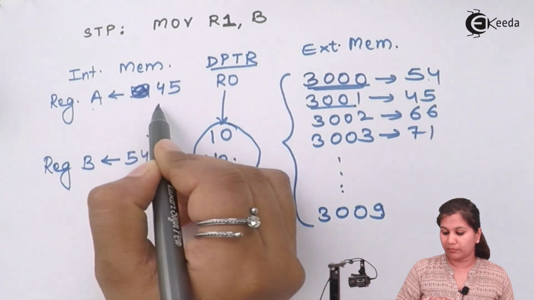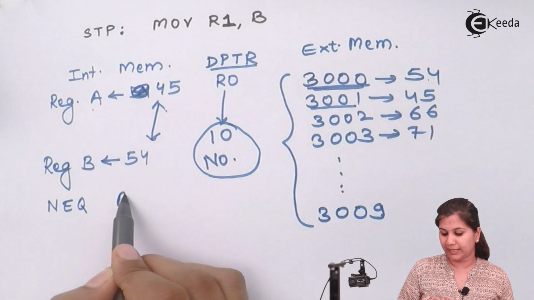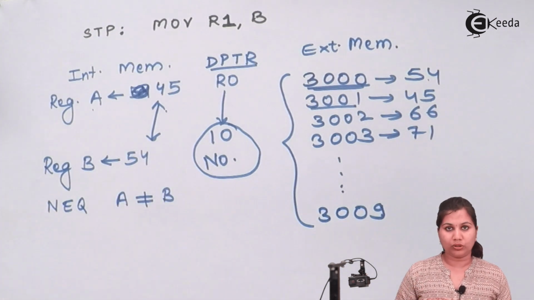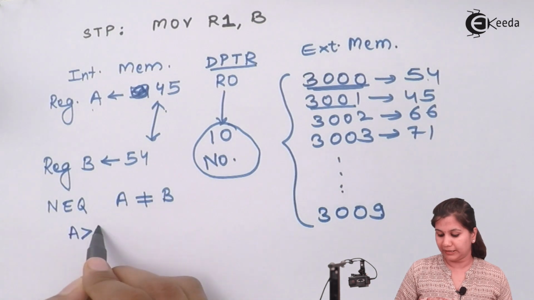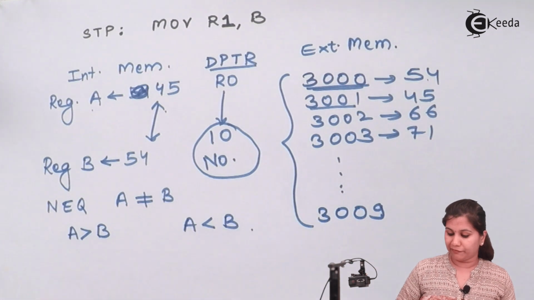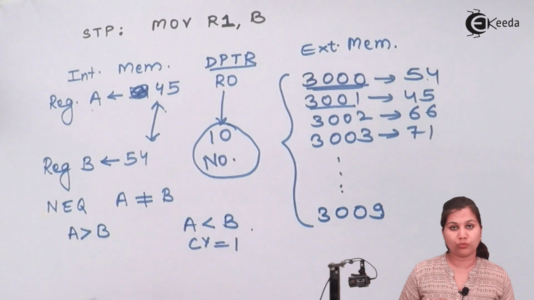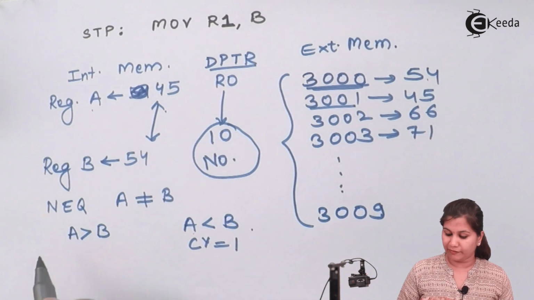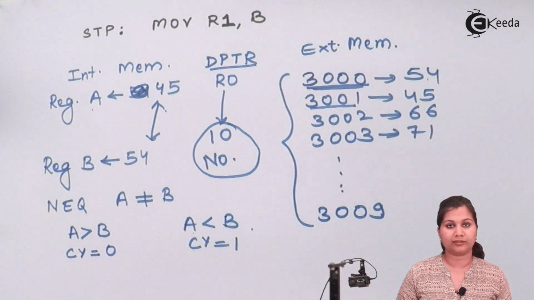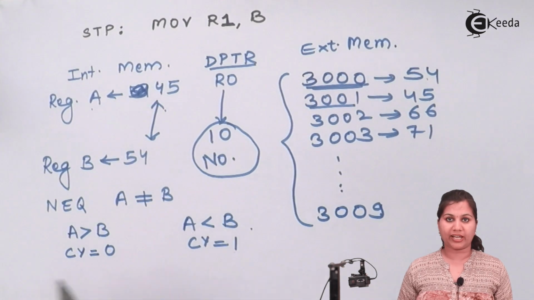Now comparison will be done between them. If these two numbers, A and B, are not equal to each other, then there can be two conditions, whether A is greater than B or A is less than B. If A is less than B, then carry is equal to 1, carry flag will be set. If A is greater than B, then carry flag is not set, that means it is 0. So at this position, we will check our carry flag.